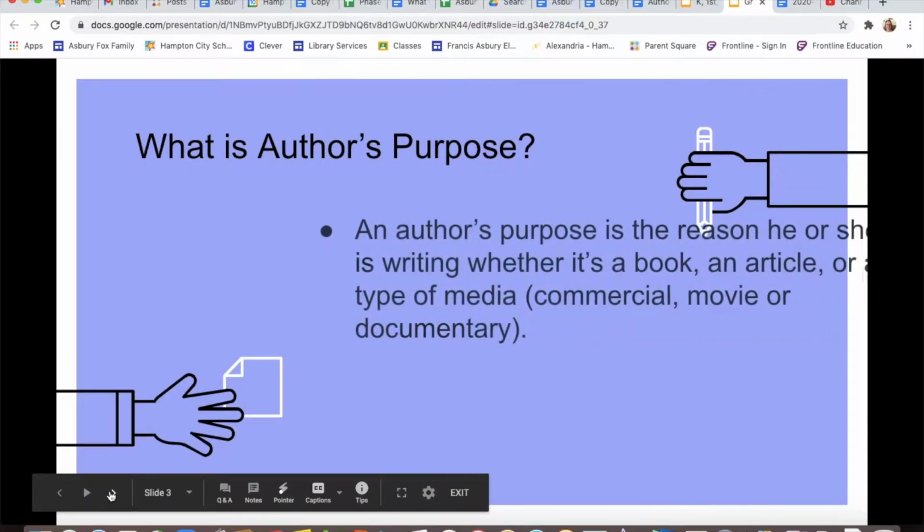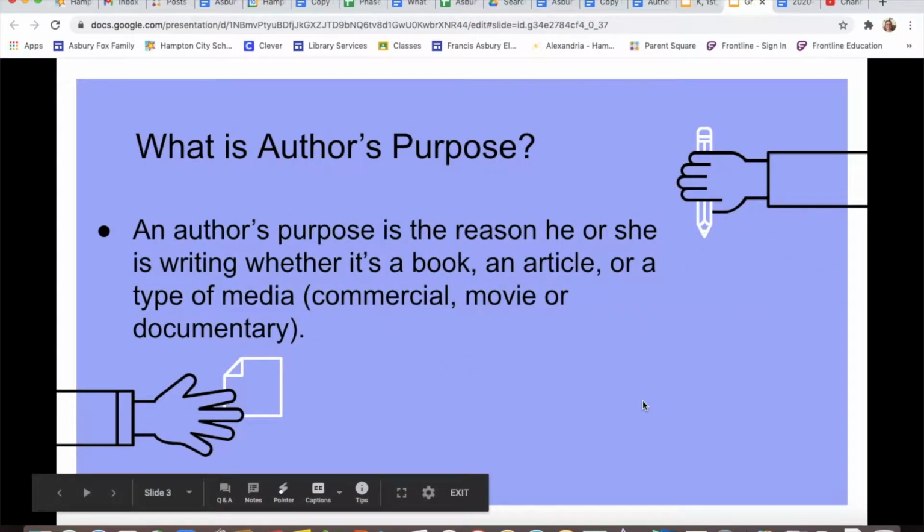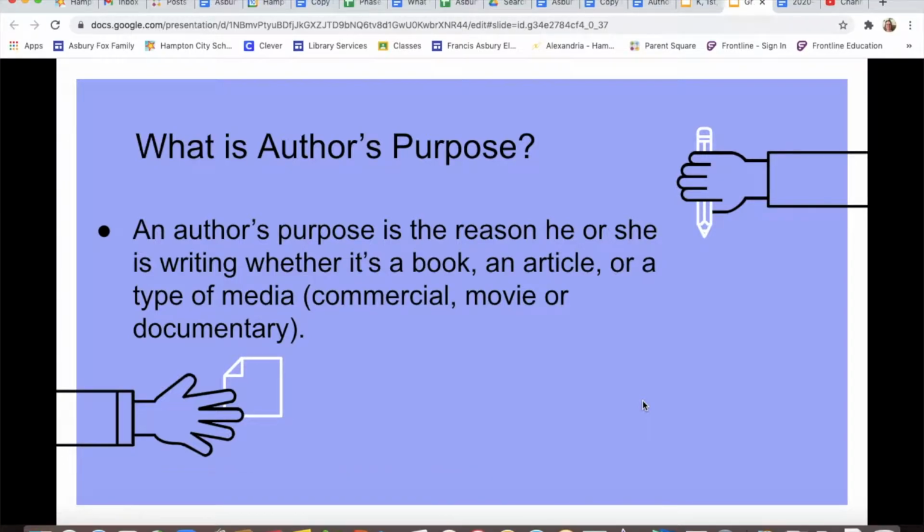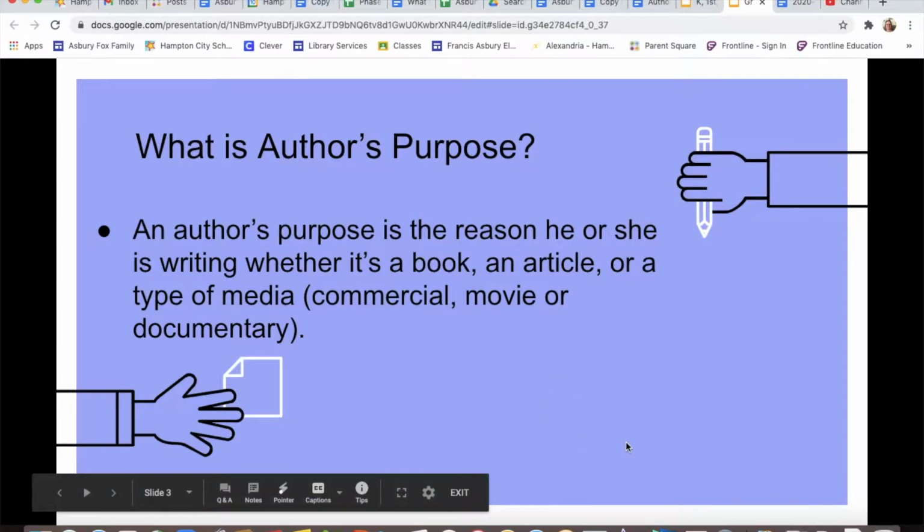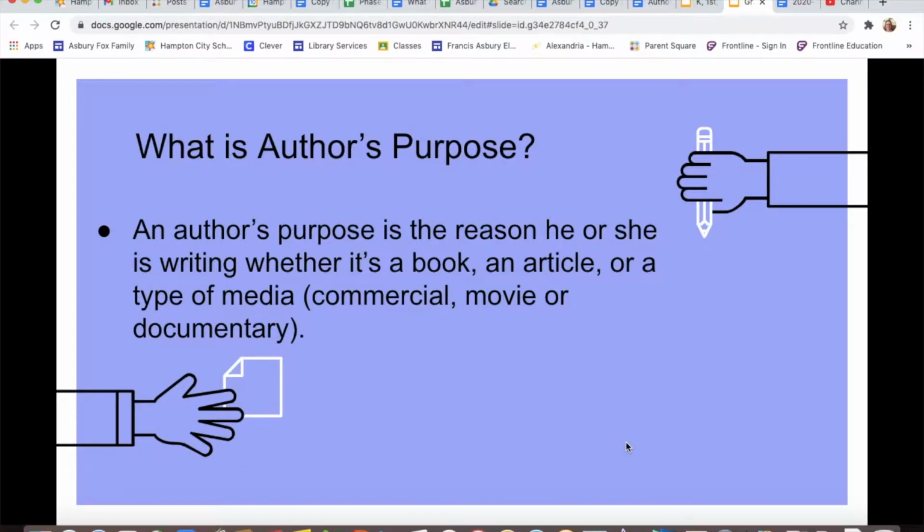Okay, so what is an author's purpose? An author's purpose is the reason he or she is writing, whether it's a book, an article, or even a type of media, like a commercial or a movie or a documentary. Because we know a lot of commercials seem like they're trying to persuade you to do something. Either persuade you to buy something, to do something, to donate money. So there's different reasons why authors write books, or why people produce different types of media.